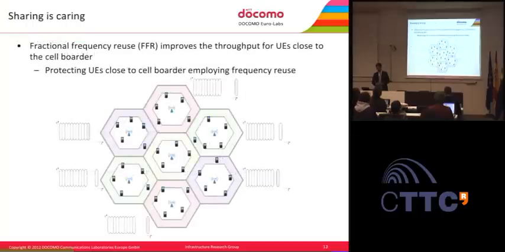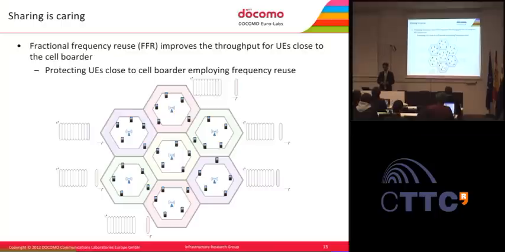So I'll bring up another very commonly used technique, which is fractional frequency reuse. Again, all of you are experts, so you know this. At the cell edge, if you have a system where frequency reuse is 1, so all the cells use the same bandwidth, then the cell edge performance degrades quite considerably. But in LTE, one of the key performance parameters is cell edge performance.